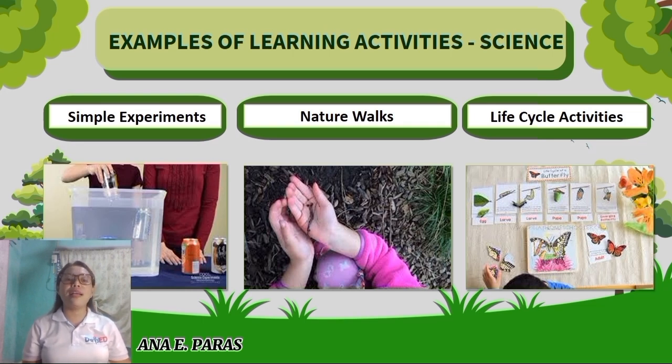The third one is the life cycle activities. It involves observing the stages of growth and changes in plants, animals, or insects over time. So these activities help children understand development, transformations, and the natural order of living things.